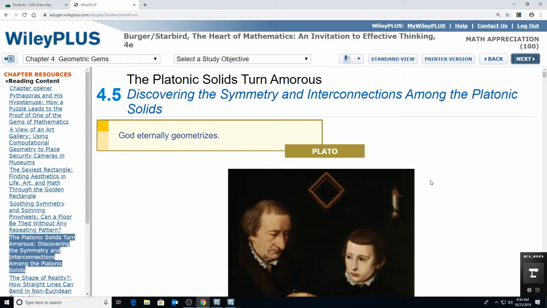Does anybody have homework questions? Let's continue looking at the Platonic solids together.